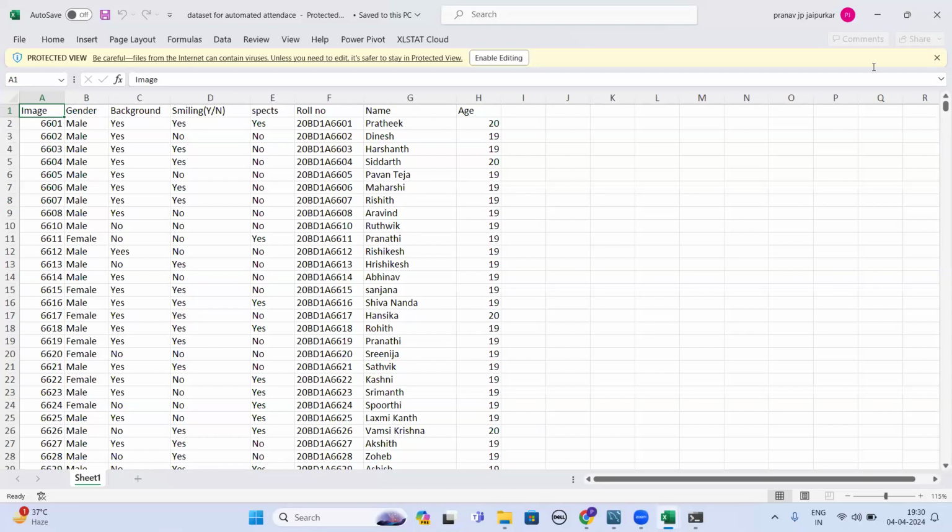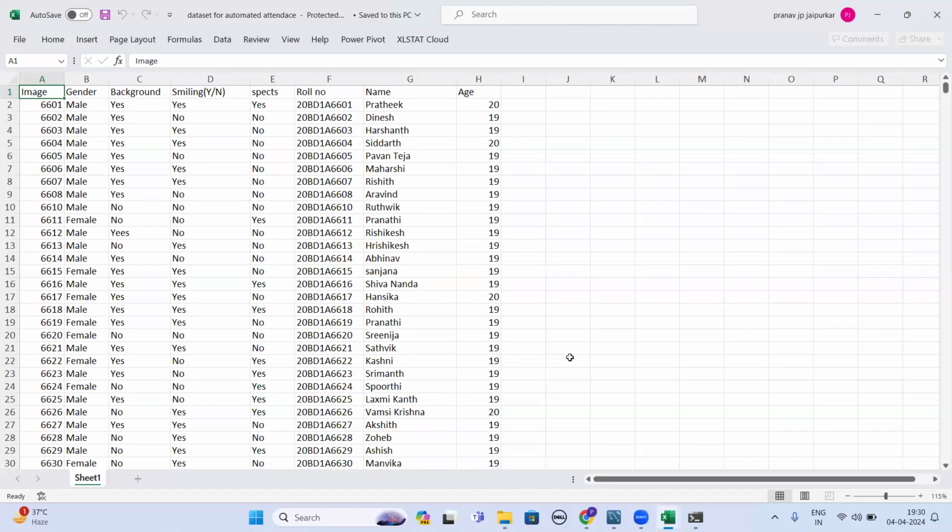Take a minute, go through this particular data. This is the important data that is present over here. And with this data, you are expected to move ahead with the next one.